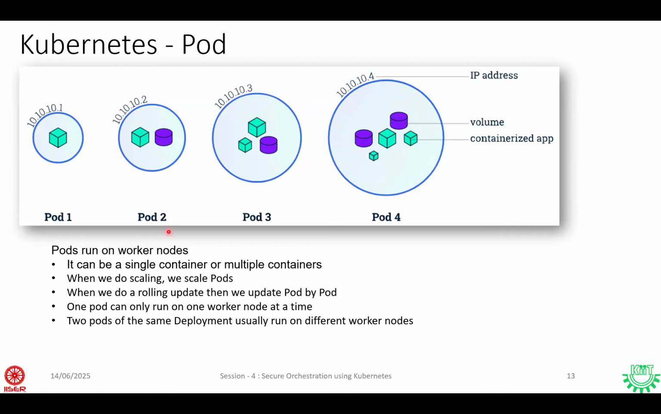And whenever you create a pod, at that time all the related containers and all the related volumes will be created. When we remove a pod, whatever is inside the pod, everything will be removed. And when we do horizontal scaling, the instances of the same pod will be created. The replication will be there. And definitely, a pod cannot be distributed among different worker nodes. So whatever containers and volumes are inside a pod will be within one worker node. Two pods of the same deployment usually run on different worker nodes.